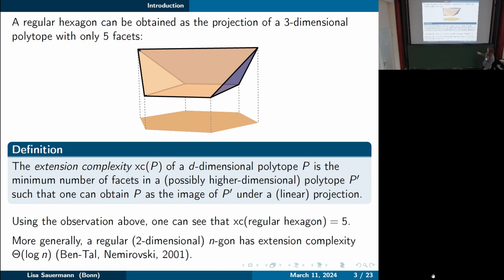Okay, and so using this observation, just to finish this example, one can see that the extension complexity of a regular hexagon is 5. So this example shows that it's at most 5, and you can also check that you can't do better than 5. And more generally, the extension complexity of a 2-dimensional regular n-gon is on the order of log n.